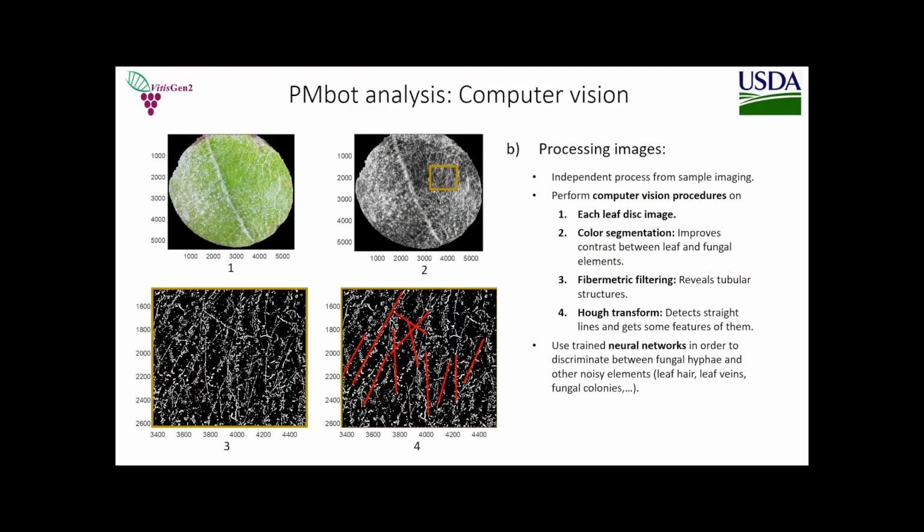The second: hyphae are similar in shape to tubular structures, so we have a step called fibermetric filtering. And then Hough transformation. This detects straight lines, and we need some information about features of these lines. We bring this information into neural networks in order to discriminate between powdery mildew hyphae and other elements on the leaf disc. You can look and see, okay, there's veins, those are tubular. Why isn't it counting a leaf vein?